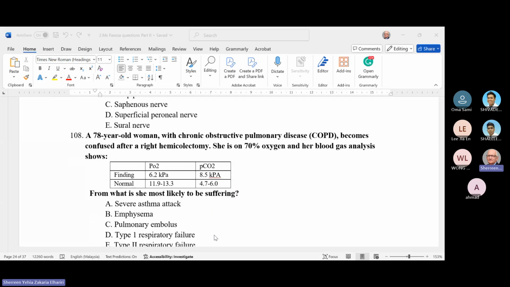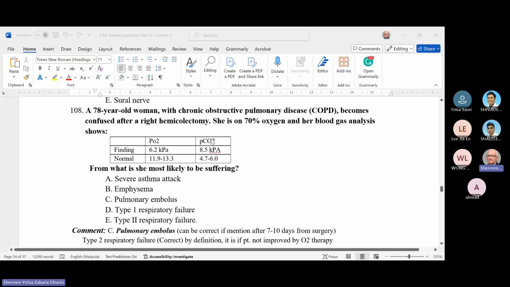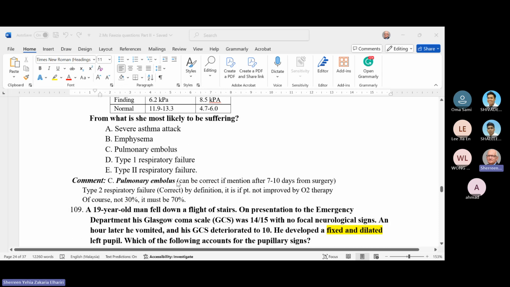Which type of failure? Type 2 respiratory failure. If the patient mentions something like 10 days after operation and she is bedridden, you can put in mind pulmonary embolism, but this is respiratory failure because in type 2 respiratory failure there is hypoxia with increased CO2. In type 1, hypoxia without increased PCO2. So pulmonary embolus is correct if 10 days after surgery.